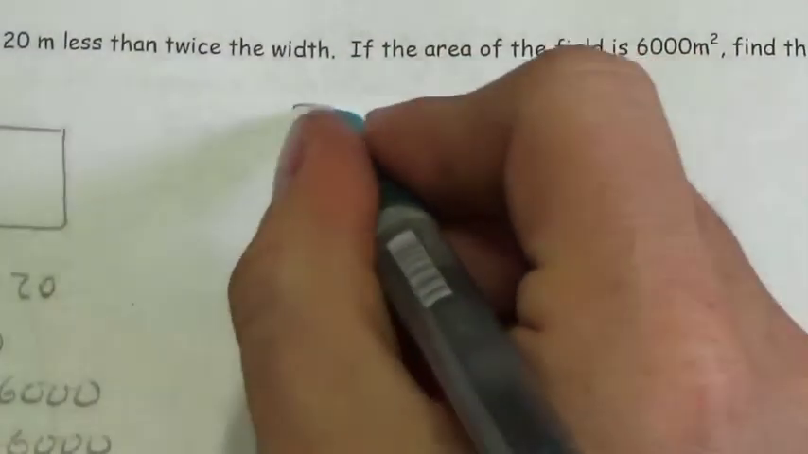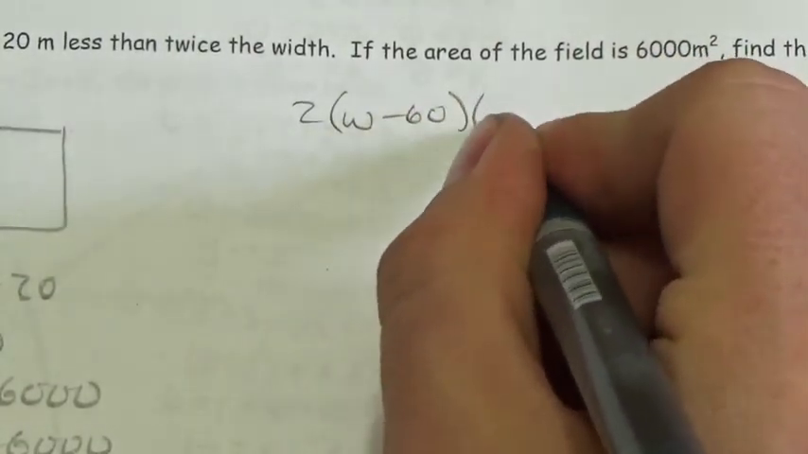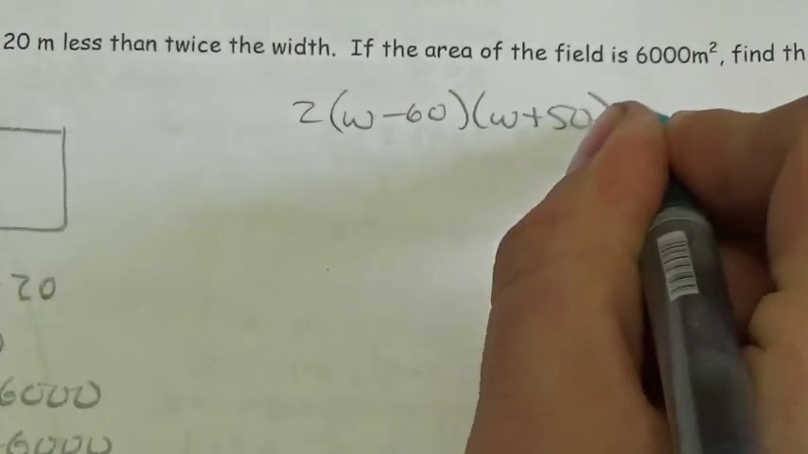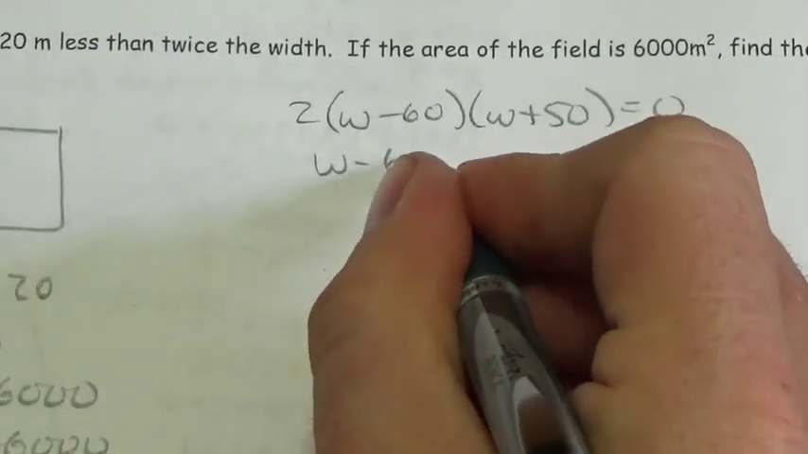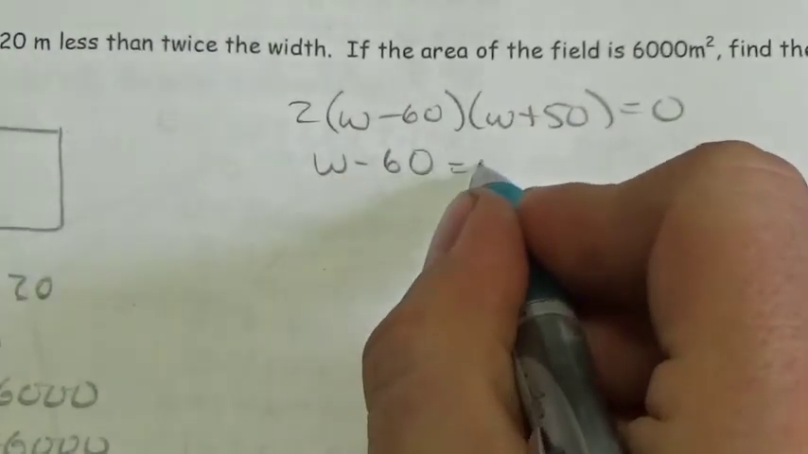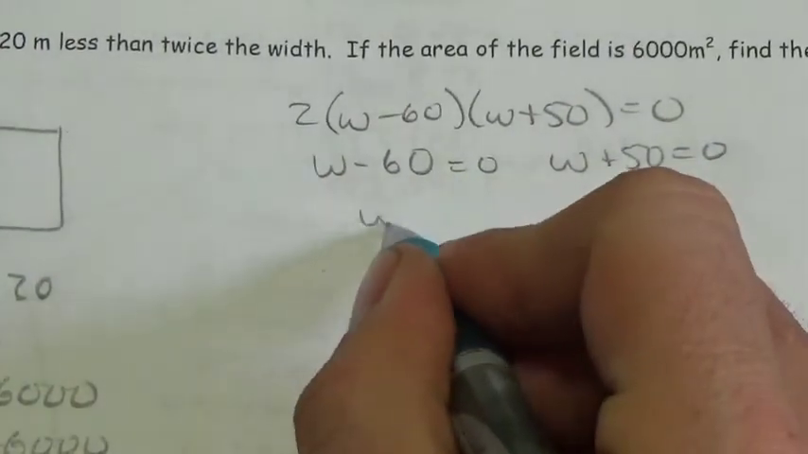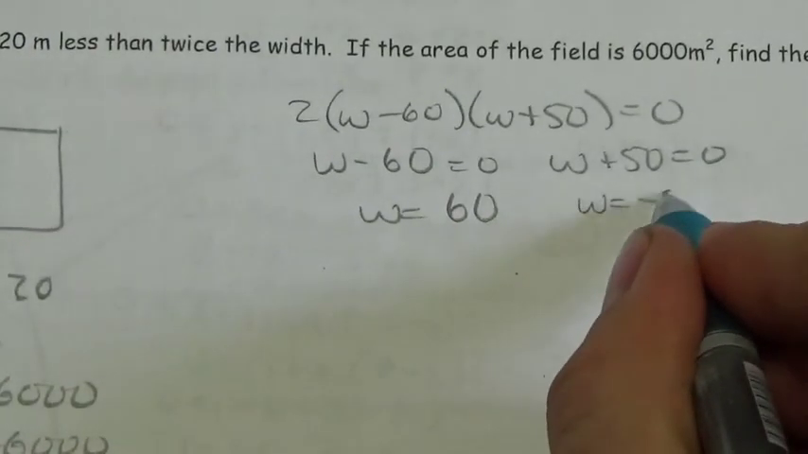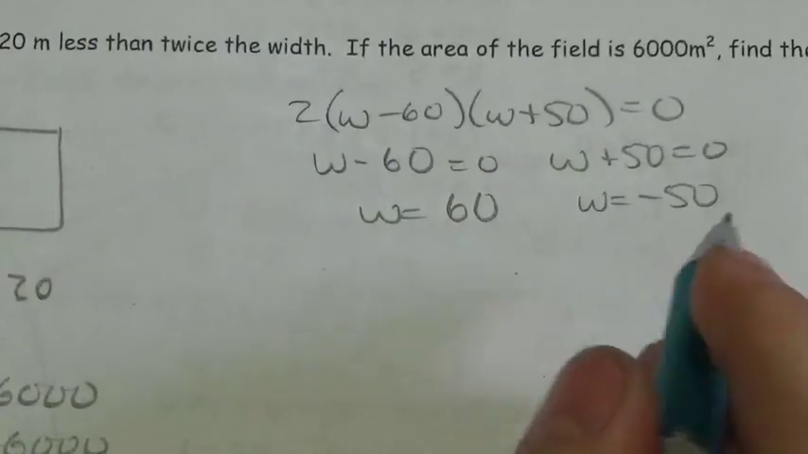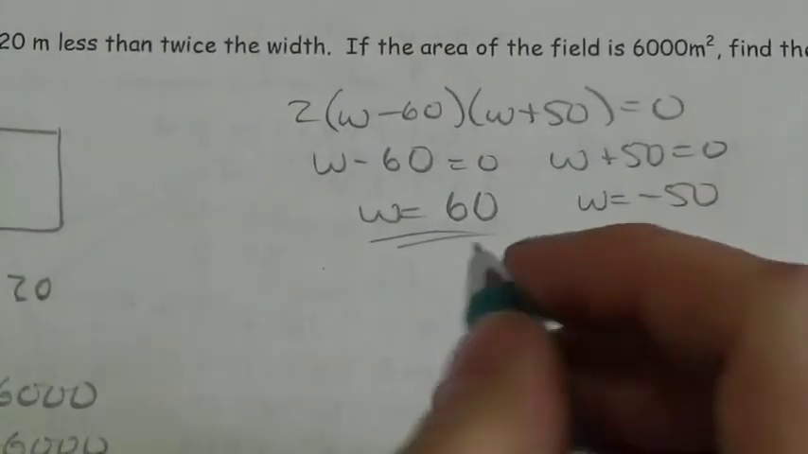But I know that my factors here are now going to be 2 times, this will be w minus 60, w plus 50 is equal to 0. And now either that factor, w minus 60 is equal to 0, or w plus 50 is equal to 0. So the width here could be 60, or the width here could be negative 50. Now negative 50 doesn't make any sense, so the answer that I'm looking for here would be 60.